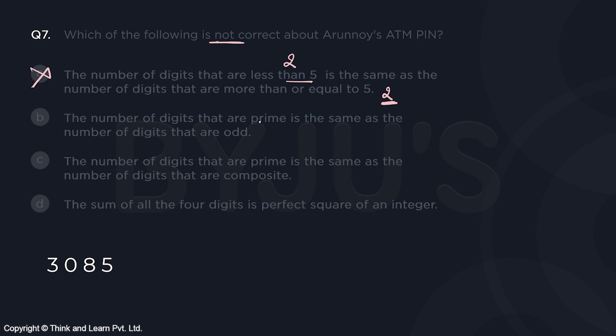The number of digits that are prime, can I say they are 2, 3 and 5, is the same as the number of digits that are odd. How many digits are odd? Again 2, 3 and 5. So this also is correct. Question is asking which is not correct.